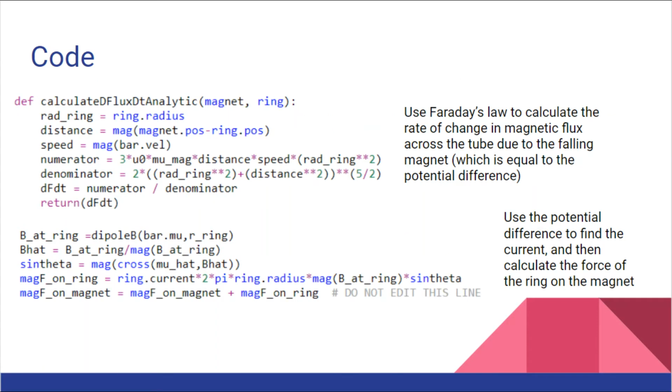We then have a function that uses Faraday's law to calculate the rate of change in magnetic flux across a single ring of the tube due to the falling magnet. This value is equal to the potential difference, aka the voltage, around the ring, which can then be divided by the ring's resistance to calculate the current in the loop. We can then use this current to calculate the magnetic force of the ring on the magnet, and add it to the forces of all the other rings to find the net magnetic force on the magnet from the whole tube at any point.